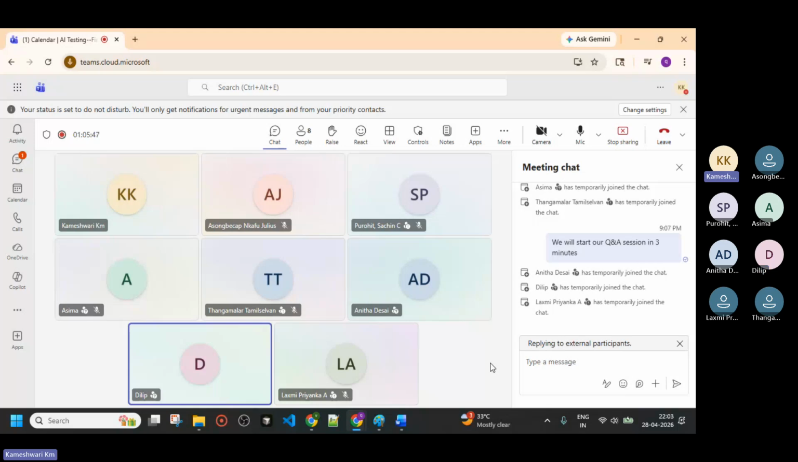Completely different. There is a difference between agents and agentic AI. To be precise, if I want to say, an agent is different, agentic AI is different. But popularly people are calling it agent. So let me give a definition.